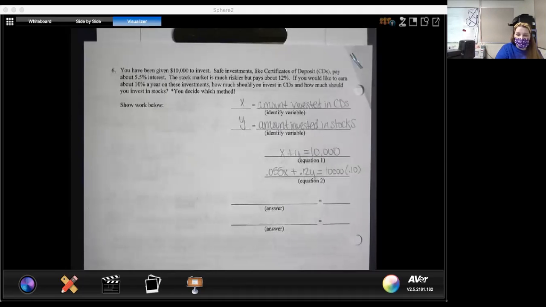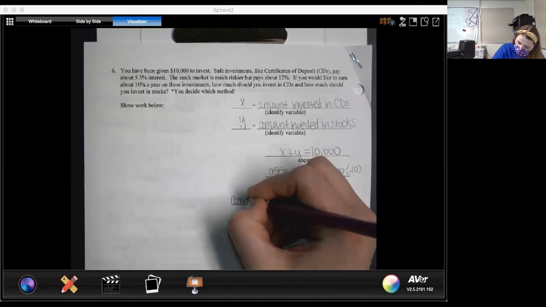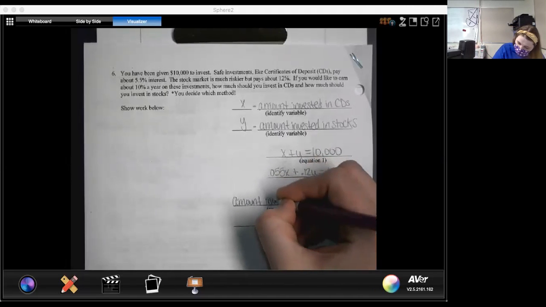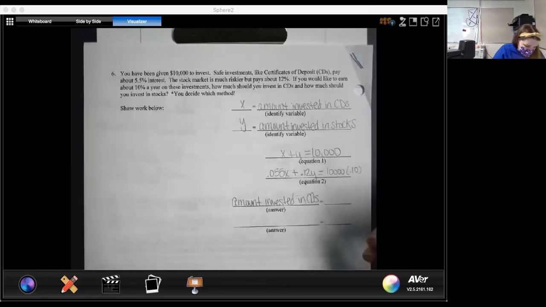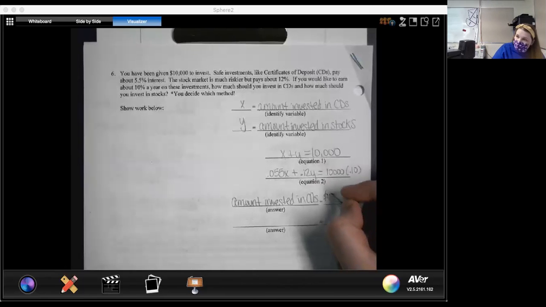Okay, because there's lots of ways you could have solved this one. I'm just going to put what the answers would have been, similar to the last one. I can go through a method if you'd like, but you could have done it substitution, elimination, and within each of those, there's multiple ways you could have done that. So the amount invested in CDs is approximately $3,076.92.